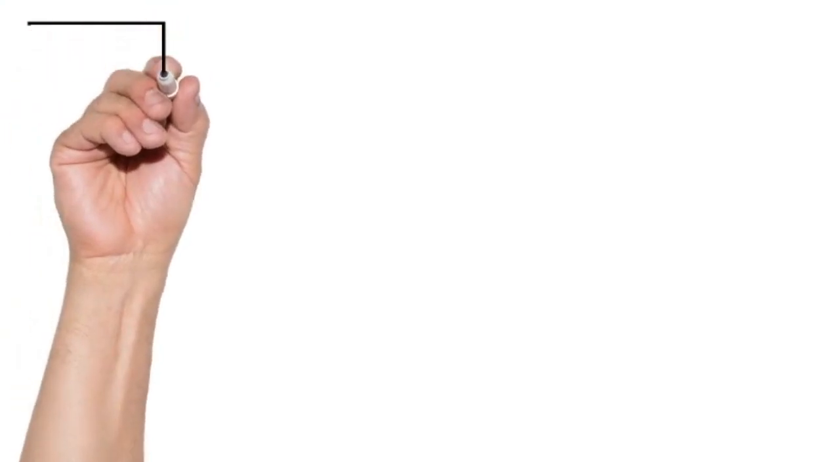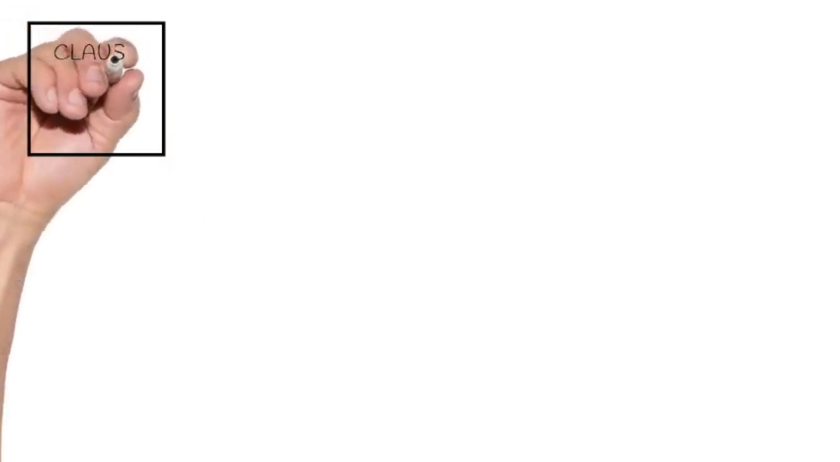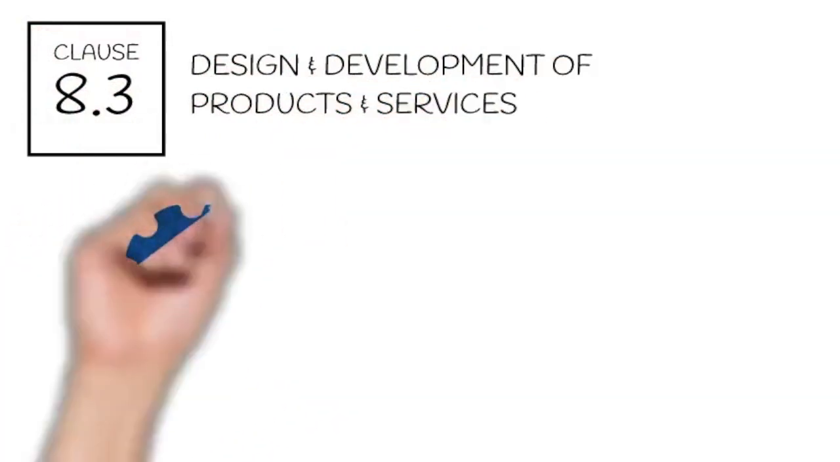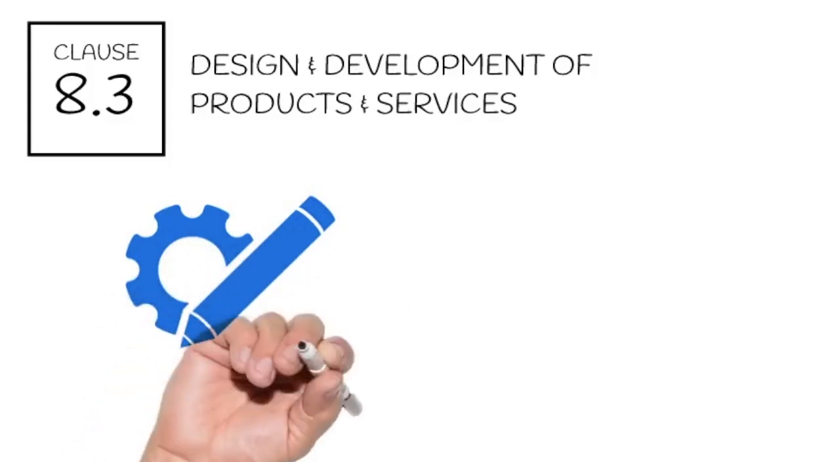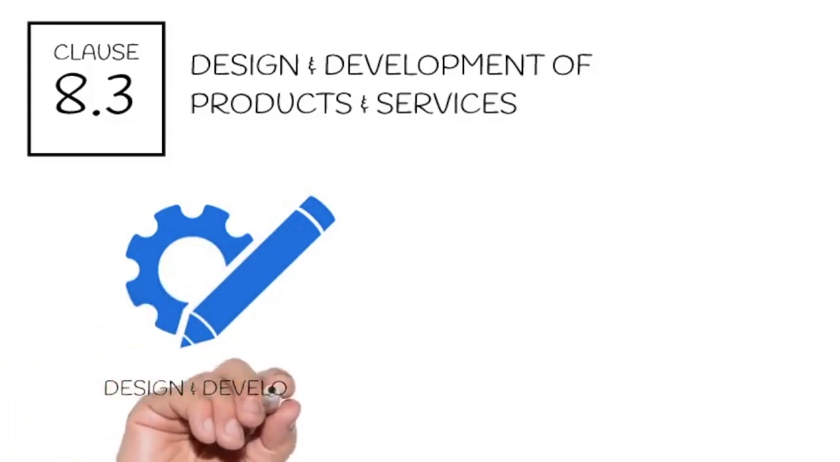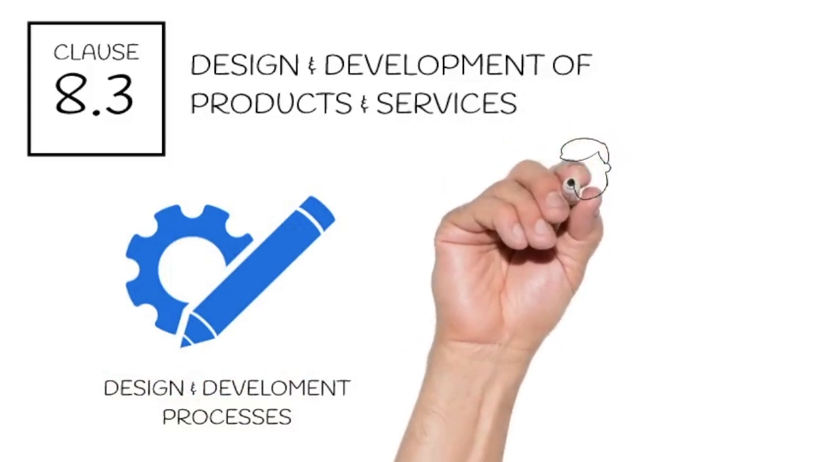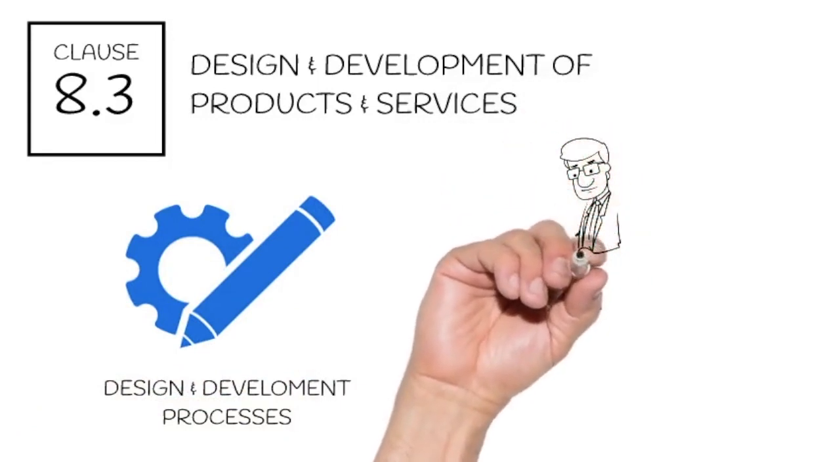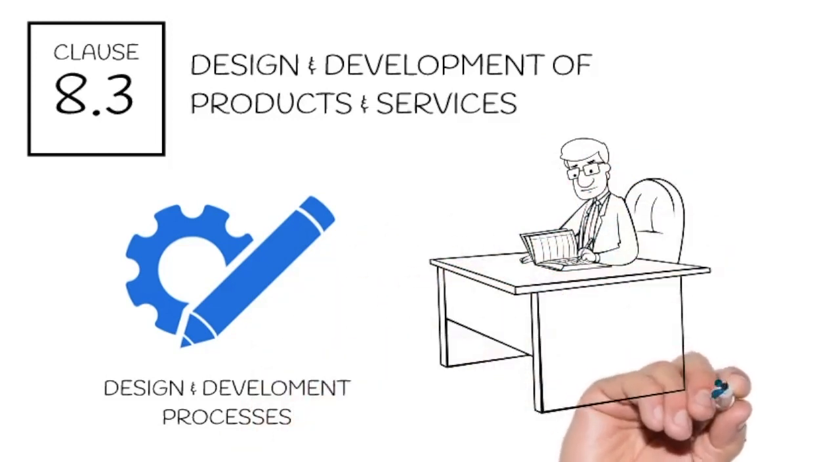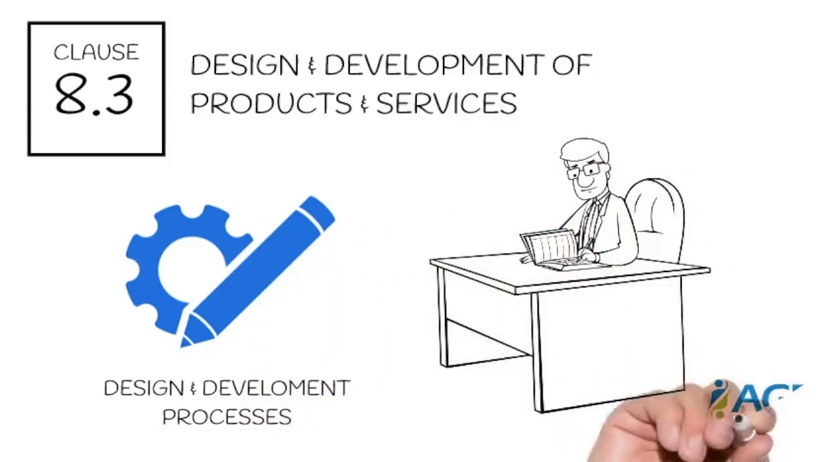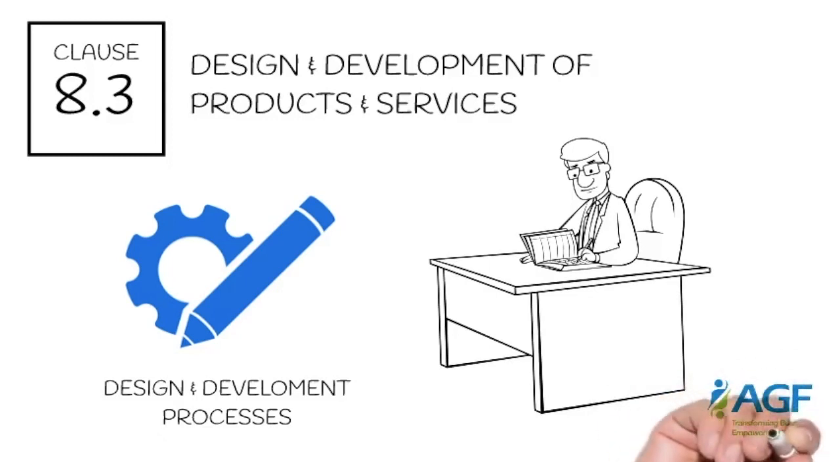Clause 8.3, Design and Development of Products and Services. Design and development activities needed for products and services are required to be planned and controlled through an established, implemented, and maintained process. This process may be used for both products and services and for associated processes. The organization shall establish, implement, and maintain a design and development process that is appropriate to ensure the subsequent provision of products and services.